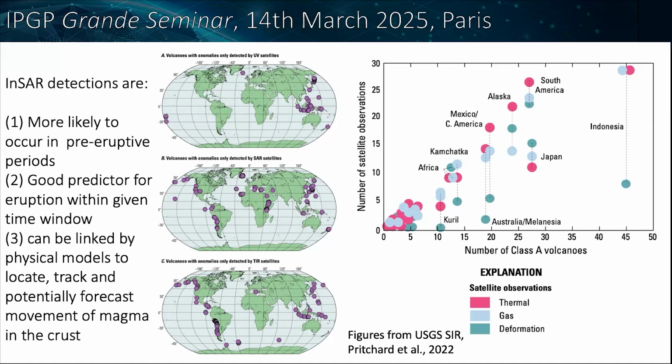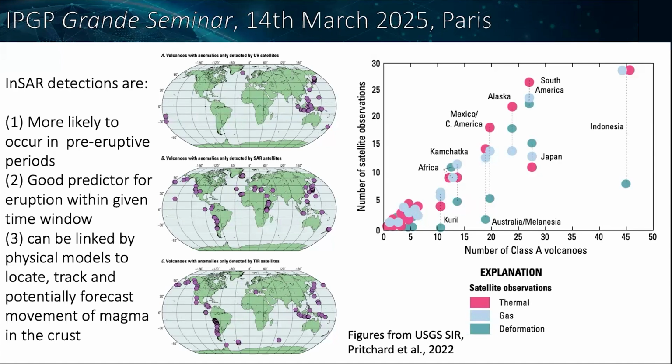But these measurements aren't evenly distributed. The global maps that I'm showing there have deformation measurements, thermal measurements, and SO2 from all different sensors. They're all mixed up. So this is volcanoes at which positive identifications have been made around the world.